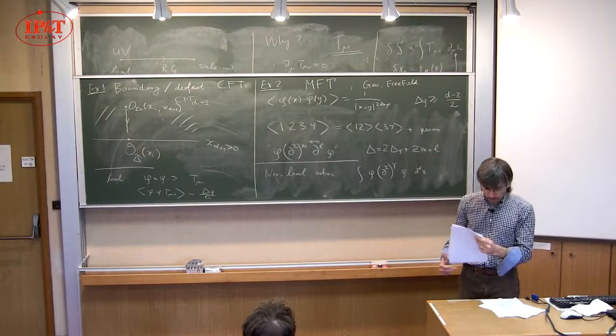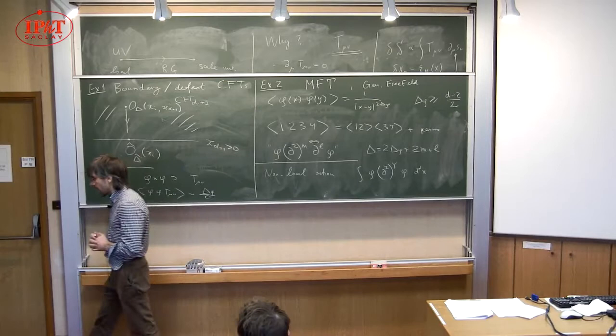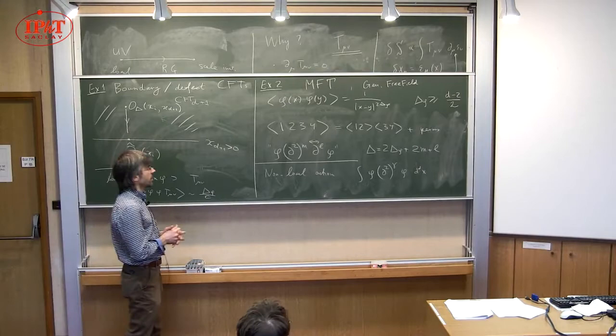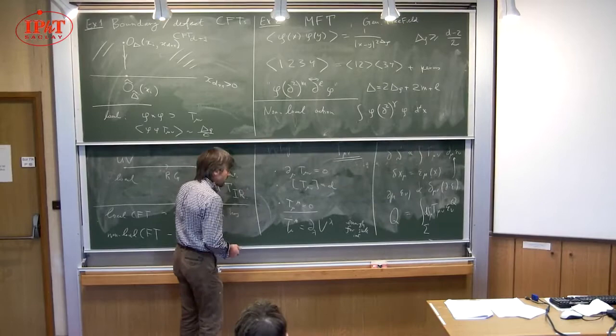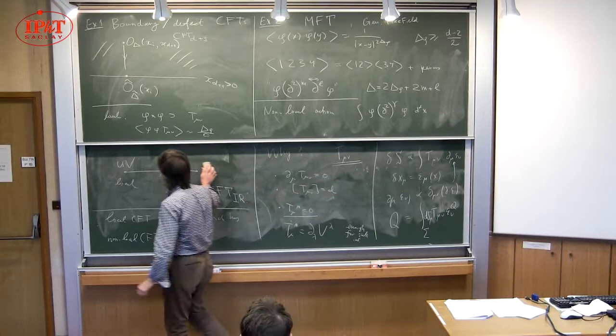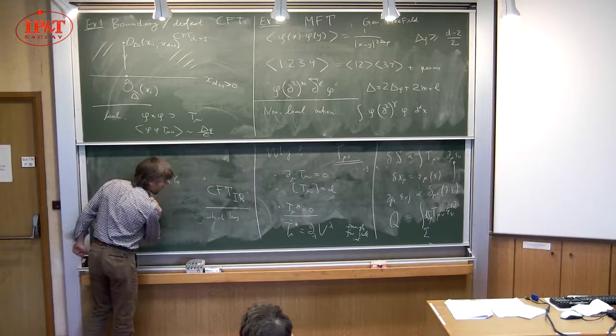So this theory is conformal, in spite of being non-local. And how can we understand this fact? Why is it conformal? There are two ways to explain this. Depending on whether you like AdS/CFT or not, you will prefer one of the two ways. So let me start with the first way.